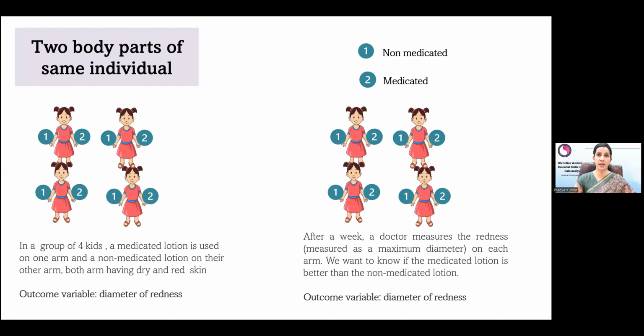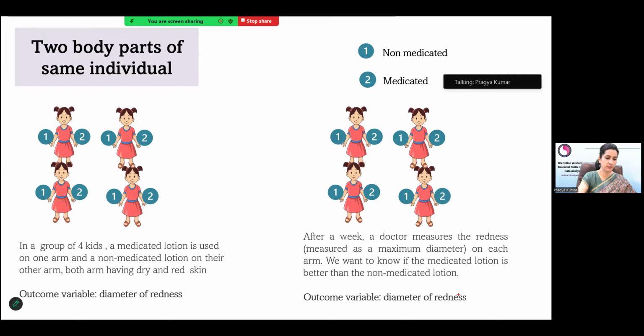If I have applied the medicated cream on one arm and non-medicated cream on another arm, so the outcome variable in this case, if you see, this is a group of 4 kids. I have applied a medicated lotion on one arm. Let's say this one is the medicated lotion and this is the non-medicated lotion. Both have dry and red skin, and I am measuring the diameter of redness after the application of the medicated and non-medicated lotion.